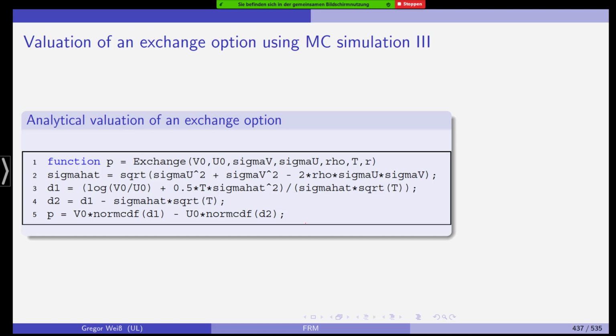So let's first code the analytical evaluation, which is the function exchange, which gives us the price. As you can see, we simply take sigma hat, d1, d2, and the price is V0 times norm CDF of d1 minus U0 times norm CDF of d2.